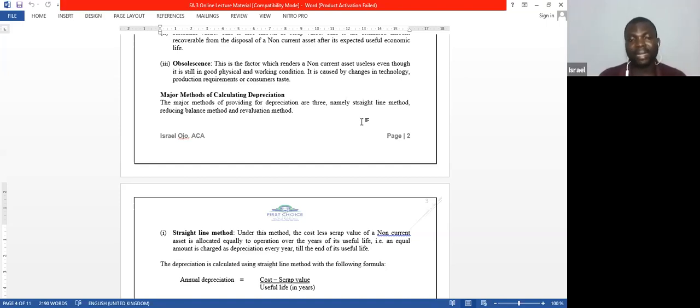Take the straight line method. Under this method, we use the scrap value to reduce the cost, then divide by the economic useful life. It means that when you purchase an item for 20,000 naira and you expect to sell it after 5 years for 5,000 naira, it would be 20,000 naira minus 5,000 naira, which gives us 15,000, divided by 5.